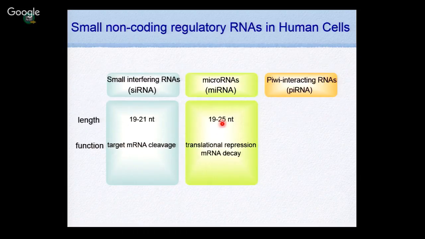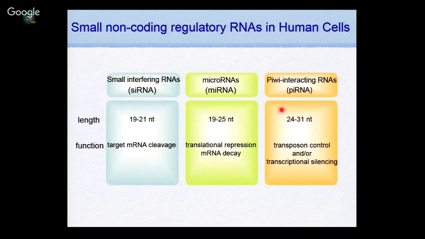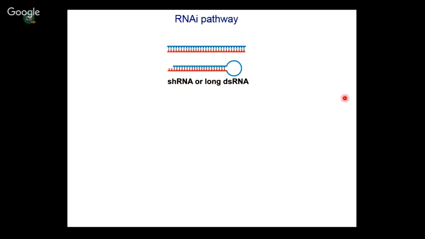The PIWI-interacting RNA, which we call piRNA, is a little bit longer, with the majority having a length of 24 to 31 nucleotides, and is involved in transposon control and some transcriptional silencing mechanisms. Now, some of the piRNA are only found in germ cells and also in some cancer stem cells.